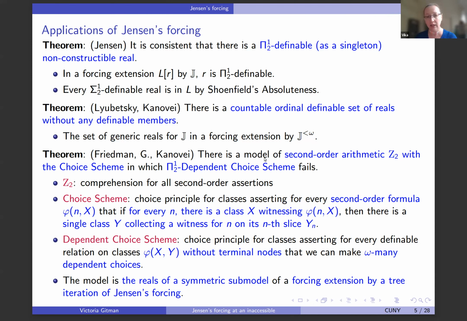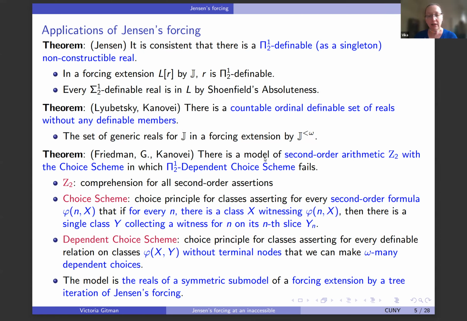And then the variant for second order set theory would say, instead of for every natural number n, for every set. Okay, so we have the choice scheme, and then we have the dependent choice scheme, which is exactly the axiom of dependent choices, but only for classes. So it says that if you have a relation on classes without terminal nodes, then you can make omega many dependent choices along this relation.